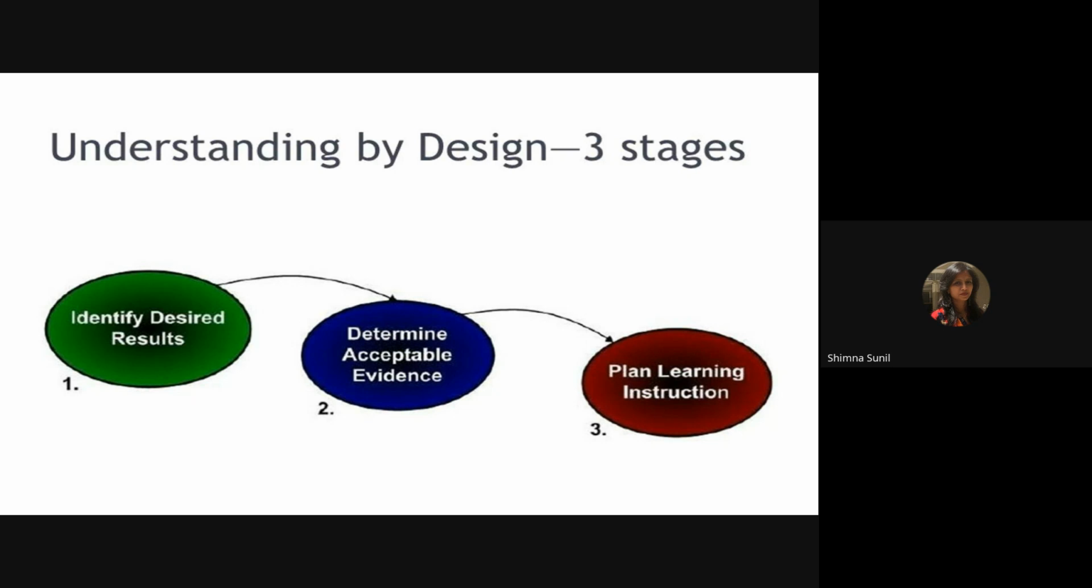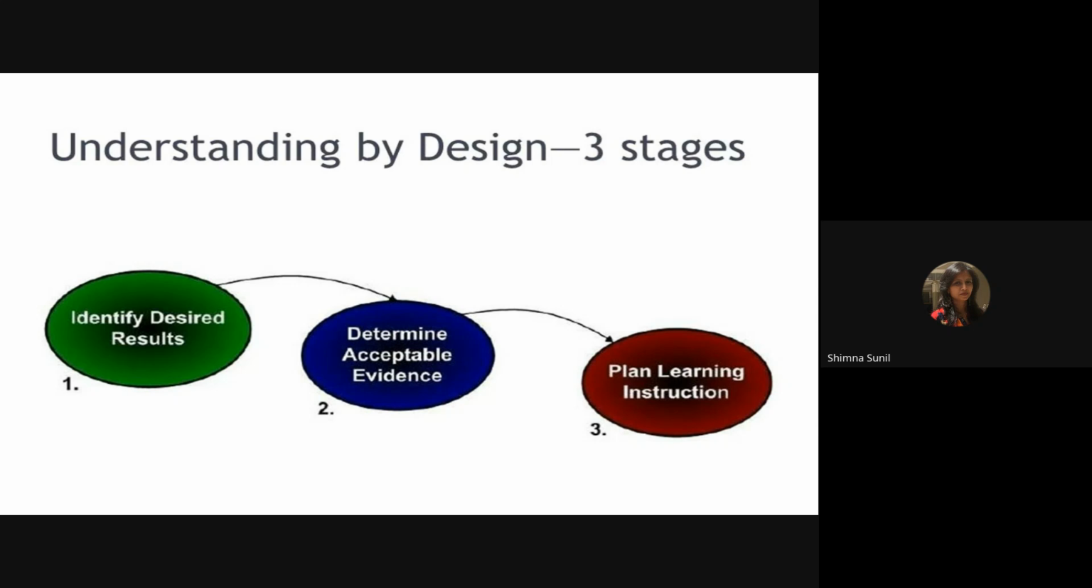Okay, let me start with Understanding by Design. Understanding by Design is a framework which actually flips the traditional planning strategy or methodology. Now, what is a traditional planning strategy? What have we been planning all these years?